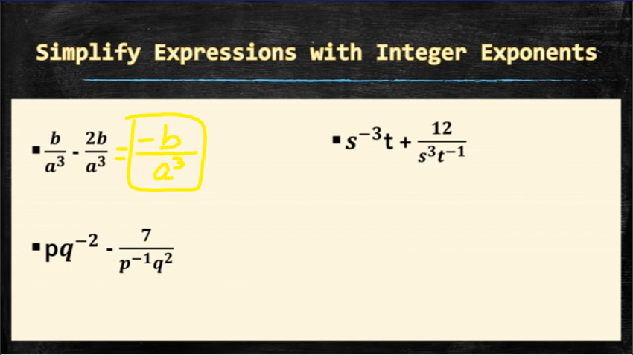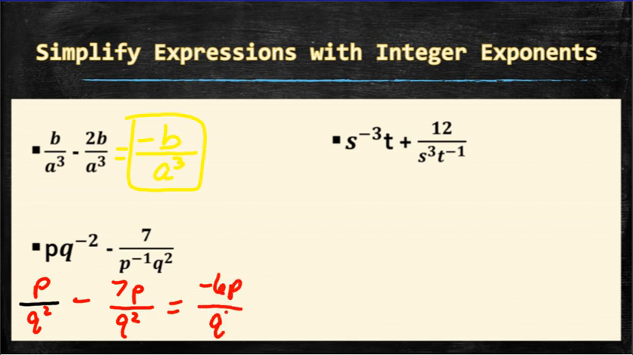So if we rewrite this, this should be p on top, q squared on the bottom because it's a negative. To make that positive, we do the reciprocal, minus 7. I don't want that p to the negative first on the bottom, so that's going to come to the top to make it positive. Q squared stays where it's at. Now I have common denominators, and I have 1p minus 7p is a negative 6p all over q squared. So that would be our answer.